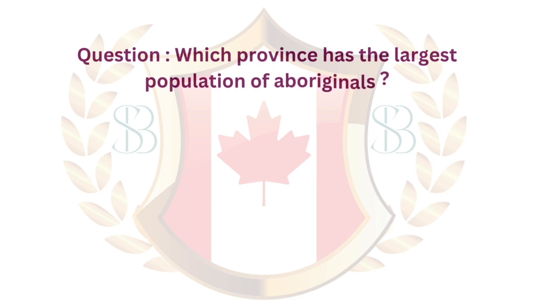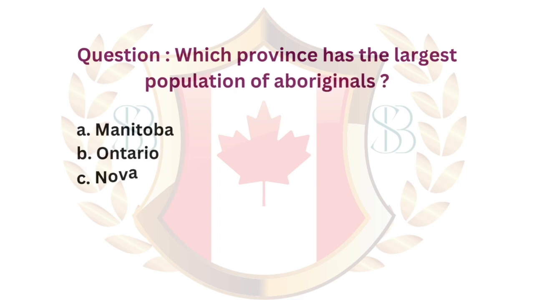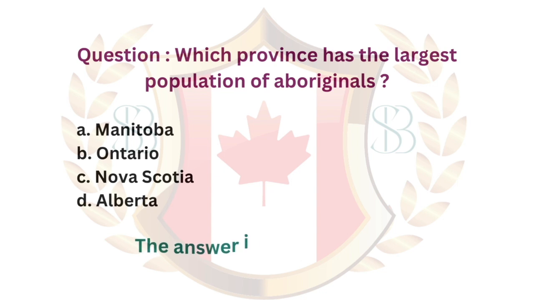Question: Which province has the largest population of Aboriginals? A. Manitoba. B. Ontario. C. Nova Scotia. D. Alberta. The answer is A. Manitoba.